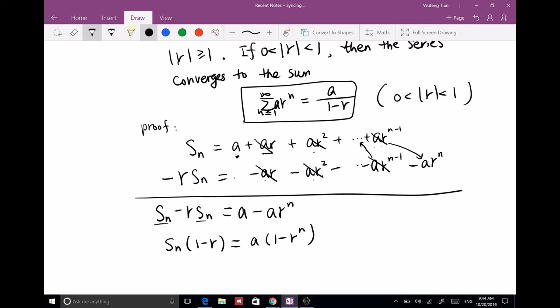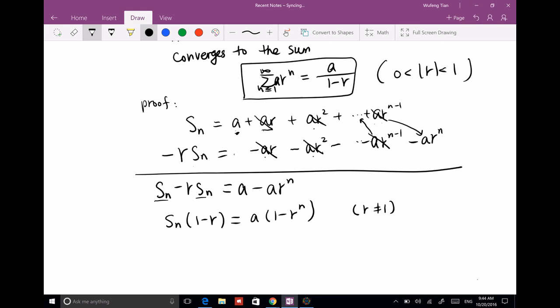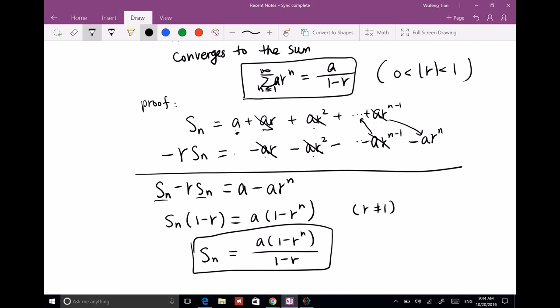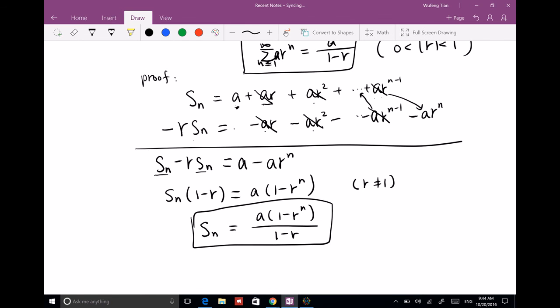If R does not equal 1. If R equals 1, it's the same sequence, A, A, A, many A's, right? If R does not equal 1, then I can divide both sides by 1 minus R. So I solve: Sn equals A times (1 minus R^n) over (1 minus R).